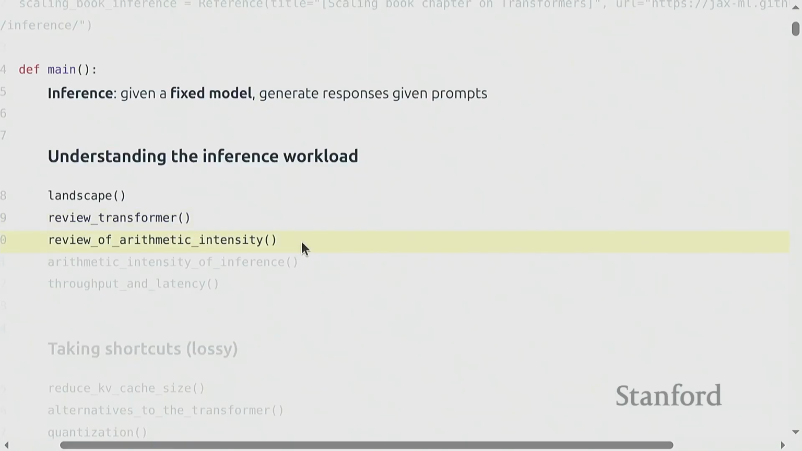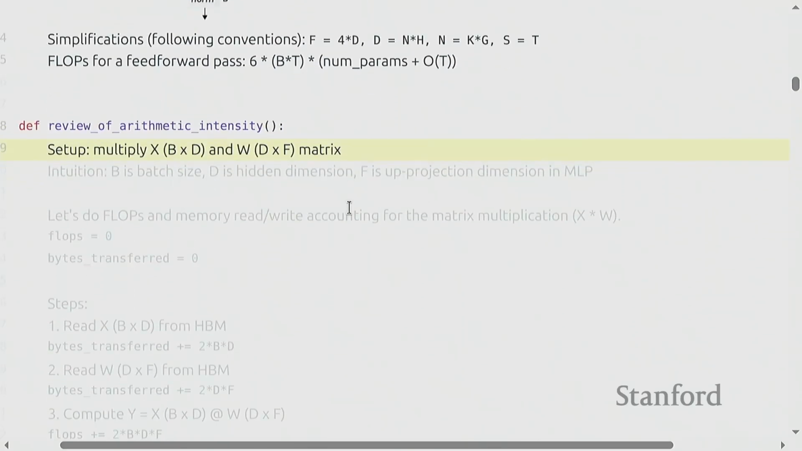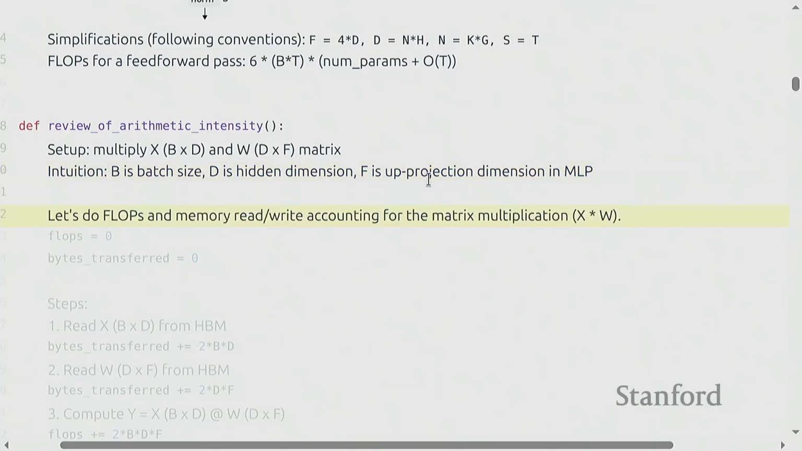Okay, so let's also review arithmetic intensity, which is going to help us characterize when something is compute limited versus memory limited. Just to start with the basics, a matmul. Let's take a matrix X, which is B by D, and a matrix W, D by F. And just to give some color to this computation, B is the batch size, D is the hidden dimension, and F is the up projection matrix in the gated MLP. So let's count the number of FLOPs and memory reads and writes for just doing X times W.